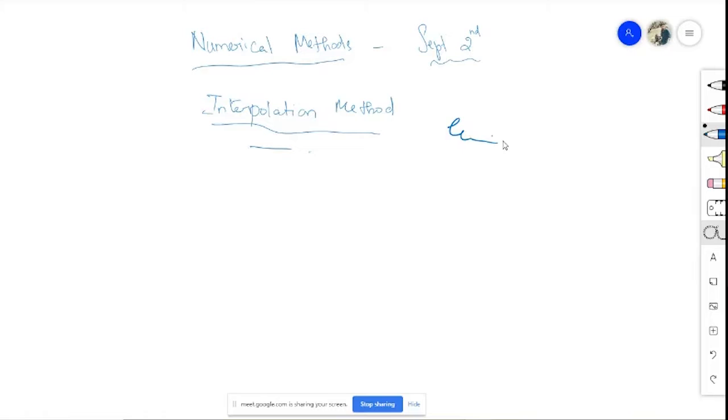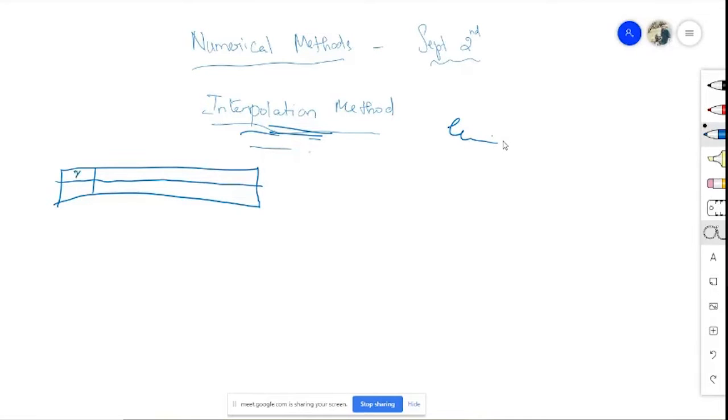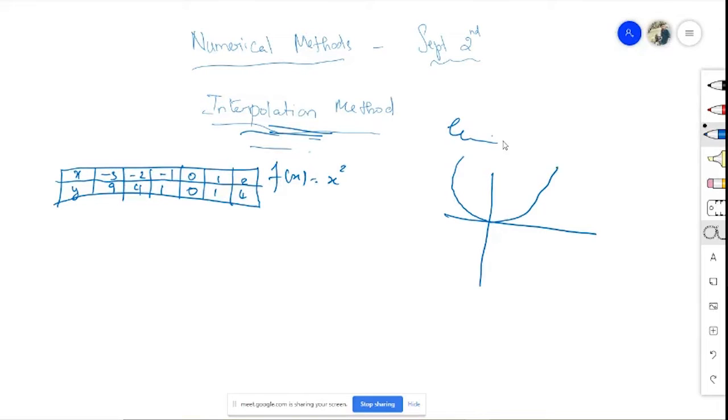So, the interpolation method. What is the interpolation method? For example, we might have studied graphs in school, where we use a function. We take x values, say -3, -2, -1, 0, 1 and 2, and for f of x equal to x square, substituting -3 we get 9, then 4, 1, 0, and similarly 1, 4. We plot the function and we get a parabola.